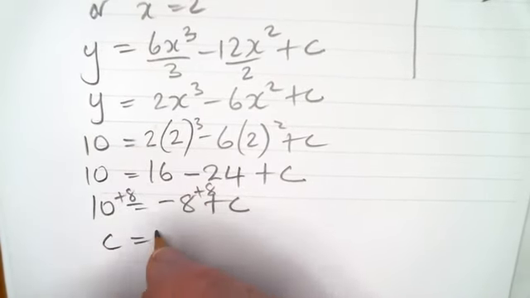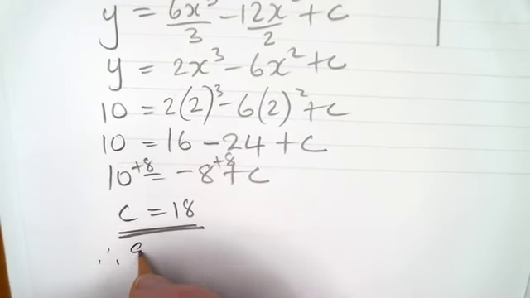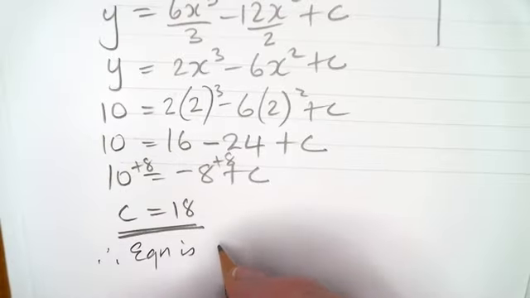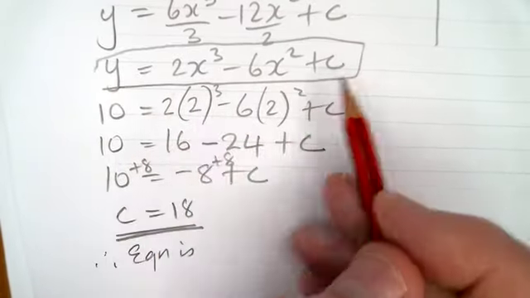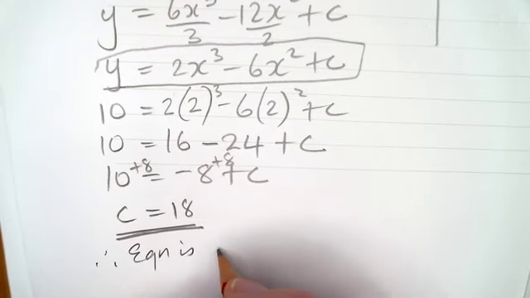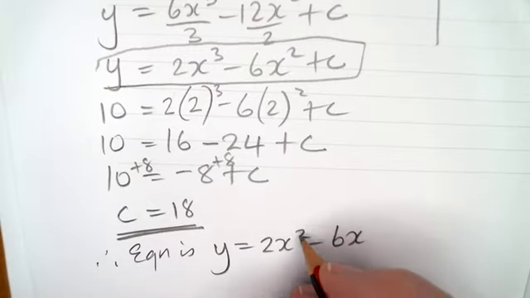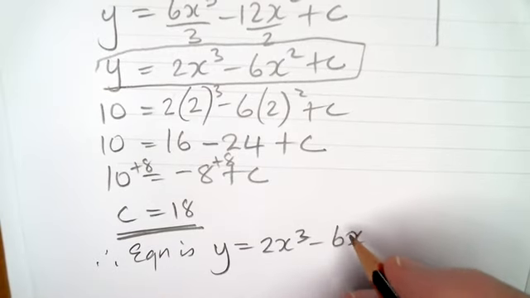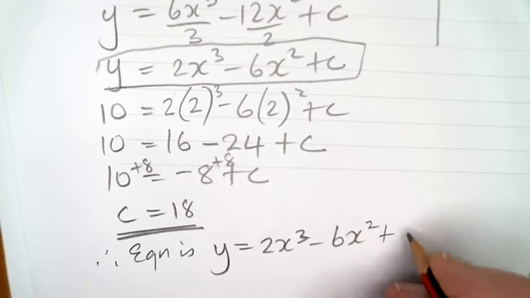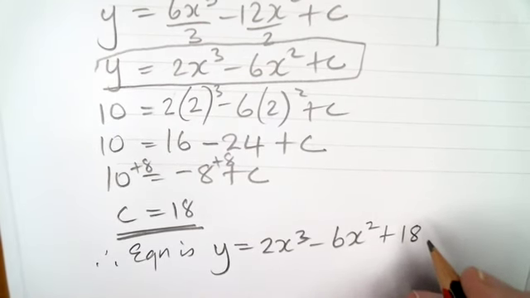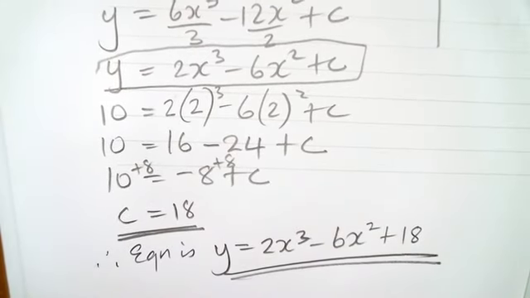So now I can write my equation. Therefore the equation is, and this time I'm just going to add in the c value on the end, so y is equal to 2x cubed minus 6x squared plus c, which is plus 18, and that should be good. Here's my answer there. Hope that makes sense.